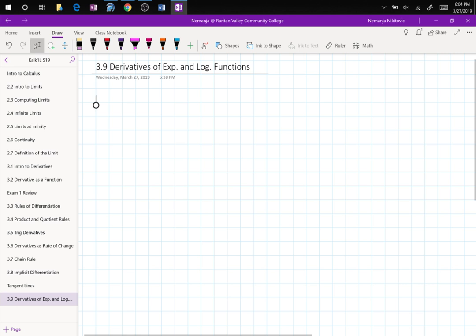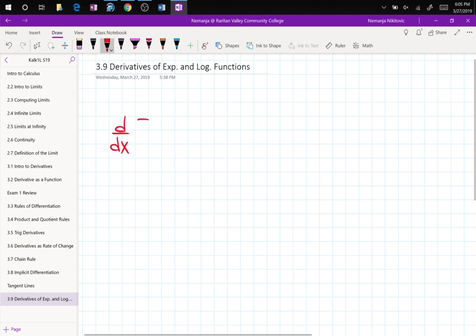Hello and welcome back to Calculus 1, section 3.9, derivatives of exponential and logarithmic functions. A lot of stuff to remember and review, and then some new things as well. I'm going to start with exponential functions, and then we're going to go into logs. Formula which you already know.